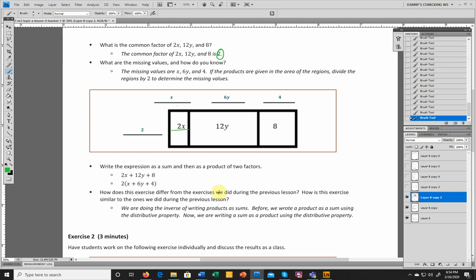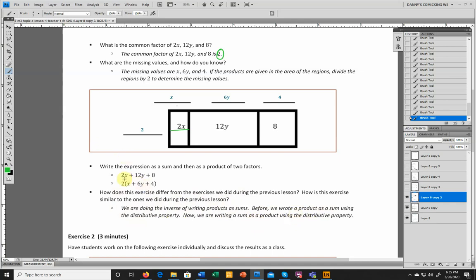Okay. If you wrote the expression as a sum and then a product of two factors, 2x plus 12y plus 8 is 2 times x plus 6y plus 4. How does this exercise differ from the exercise we did during the previous lesson? How is the exercise similar to the ones we did during the previous lesson? We are doing the inverse of writing products as sums. Before we wrote a product as a sum using the distributive property. Now we are writing a sum as a product using the distributive property.